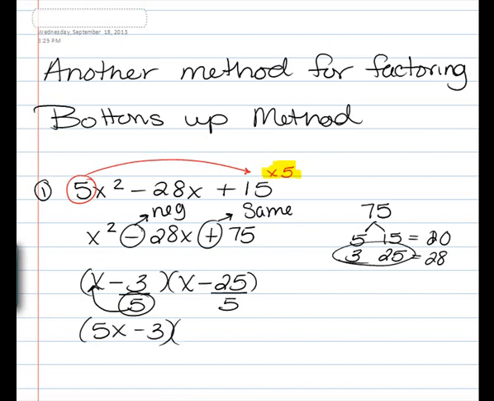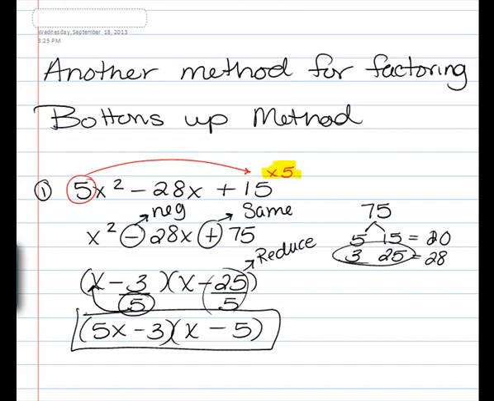Now on the second one, we're going to reduce. We always want to make sure we reduce before we do the bottoms up, because if we can, we have to do that reduction first, or our answer won't come out right. 25 divided by 5 is 5, so we get x minus 5. And there is our answer factored out. We could check by multiplying those two parentheses, 5x minus 3 and x minus 5, together.